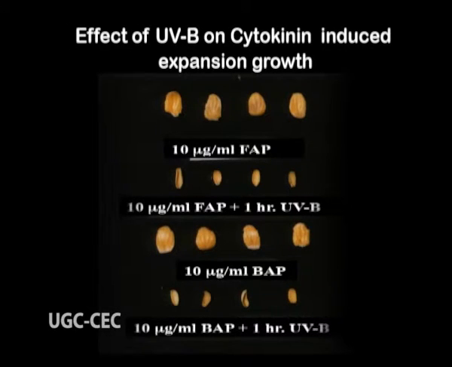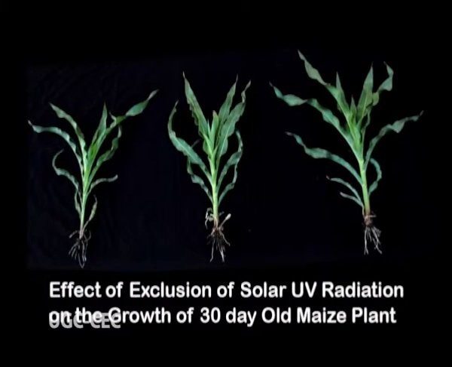Inhibition of growth in cucumber cotyledons by artificial UVB radiation is shown here. Even the ambient UVB present in the normal sunlight received at the global surface, if excluded by appropriate filters, lets the plants show better growth. In other words, even the UVB radiation present in normal sunlight causes inhibition of growth to some extent.